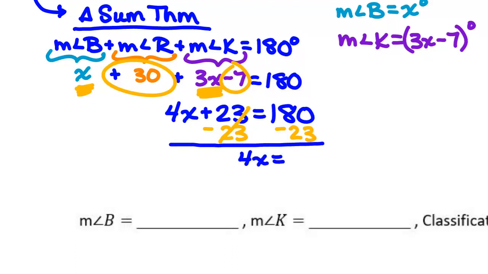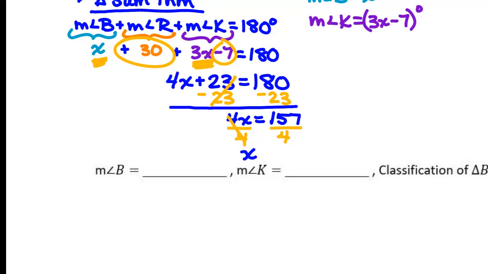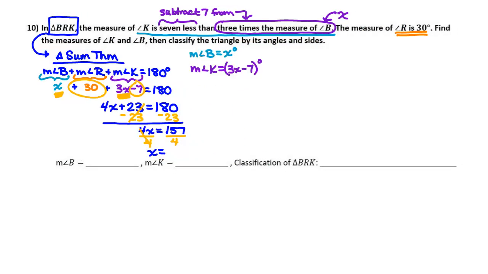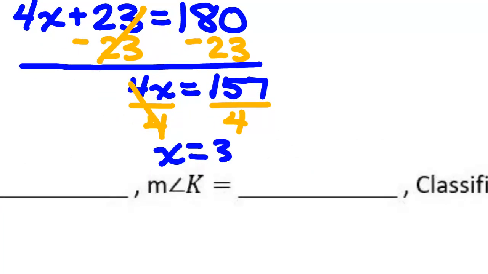So 4x equals... What is 180 minus 23? 157. And then I divide both sides by 4. And I get that x is what? What is 157 divided by 4? 39.25.